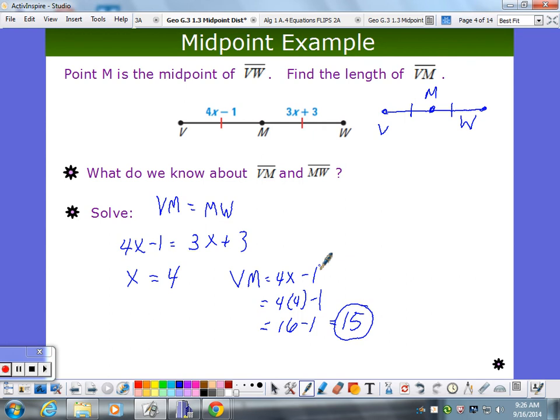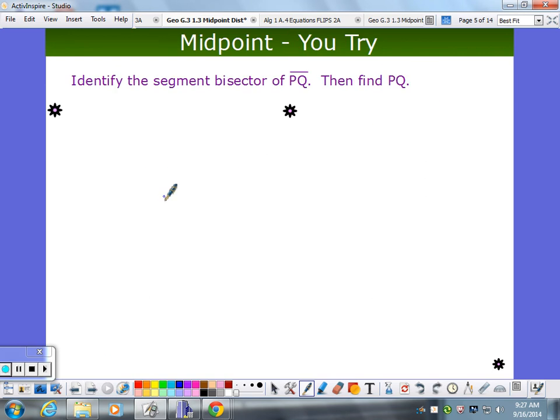Is there a way to check that I'm correct, or at least make me feel better about this? Plug it into MW. Why is that a smart thing to do? Because it is. Put it in here too. How come? What do I expect to get here, Joseph? Same number, midpoint, same distance. Just as another check, I'm going to plug it into MW. And so that's 12 plus 3, 15. I feel pretty good now. That's the right answer. So it takes a second. Check it. Why not? Midpoint, lengths are equal, set them equal. That's easy.